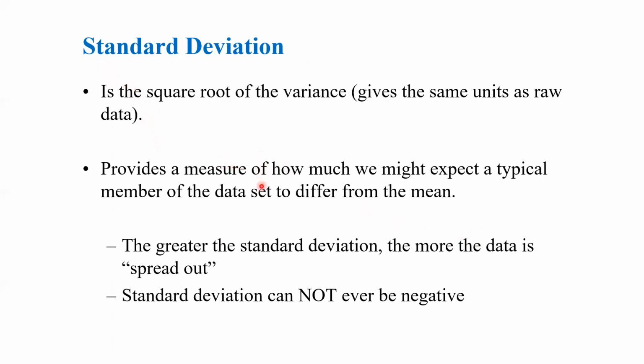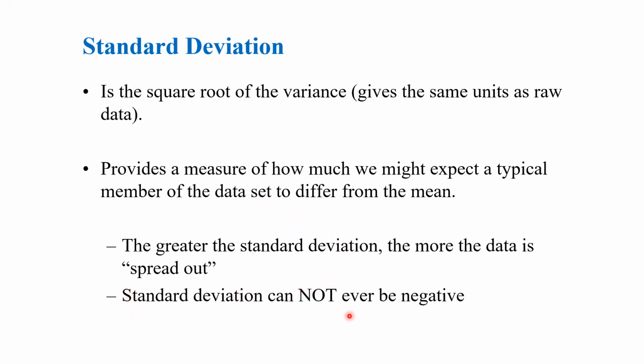So the standard deviation basically is a derivative of variance. Now, when we add up all those values which are squared and divide by the sample size, or the number of people, or the population, we end up getting the variance. However, a variance is squared. So for us to get the standard deviation, we have to take the square root. So therefore, the standard deviation provides a measure of how much you might expect a typical member of a data set to differ or deviate from the mean.